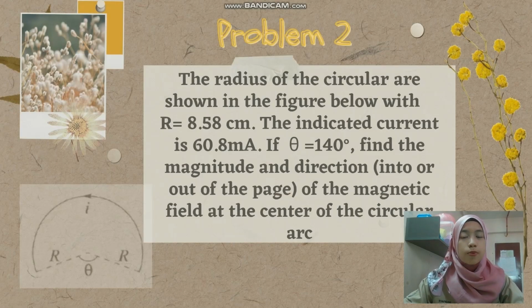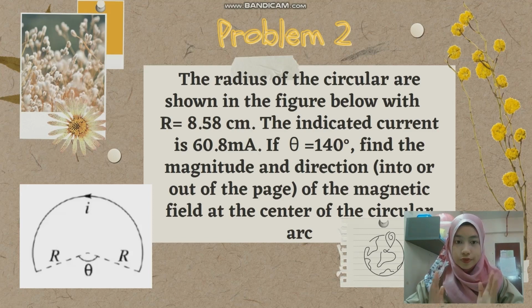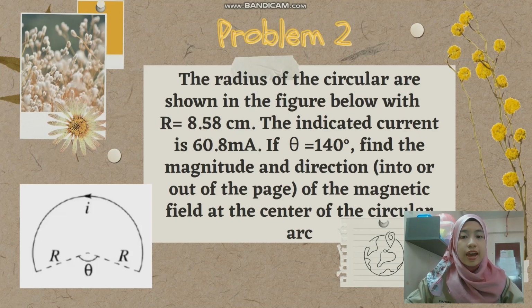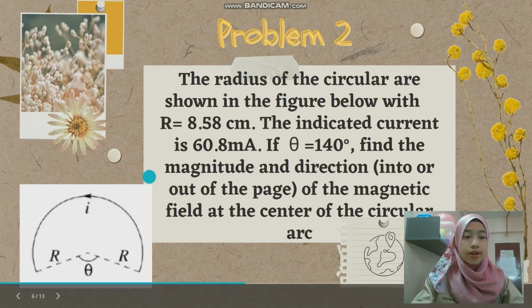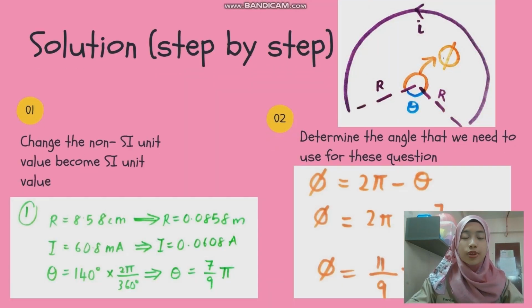Next, moving on to the second problem. In this second problem, we need to find the magnitude and direction of the magnetic field at the center of the circular arc. So here is the figure for this question. So how to solve it? Here I will explain to you step by step the solution to this question.